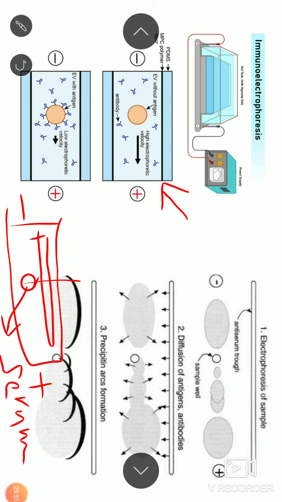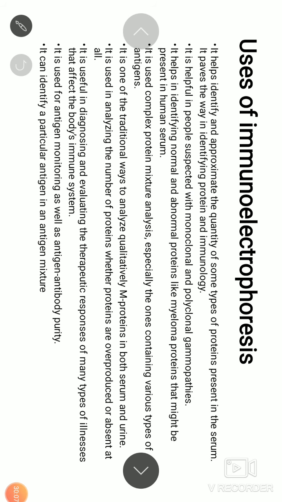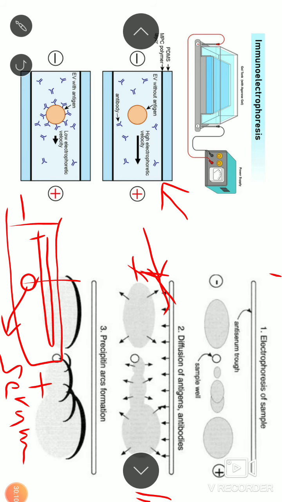Now onto the electrophoresed sample, you add antigens in these wells. Once you add antigen in this well, there is diffusion of the antigen into the agarose. If you keep it in a moist chamber, they diffuse and they form this kind of lines.